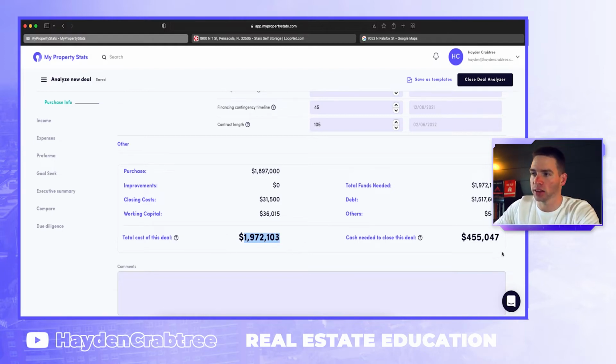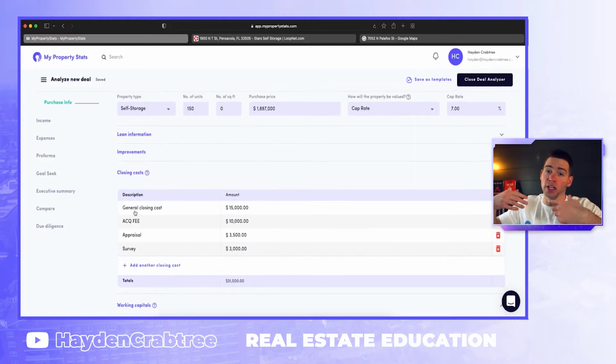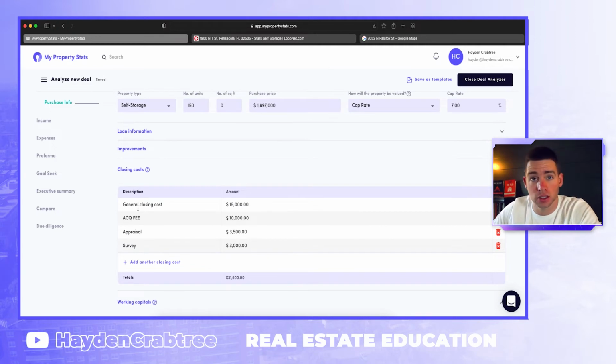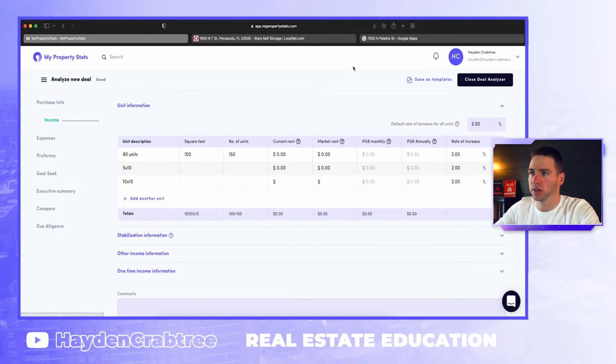Now let's look at how we're going to get that. The total funds needed again is the 1.972 million. We're getting a $1.5 million and $17,000 loan. And then, if you subtract all this out, we have $455,000 as how much cash we would need to close this deal. We need to pay $455,000 in order to receive negative $12,000 a year of cash flow. Not a huge fan of that so far.